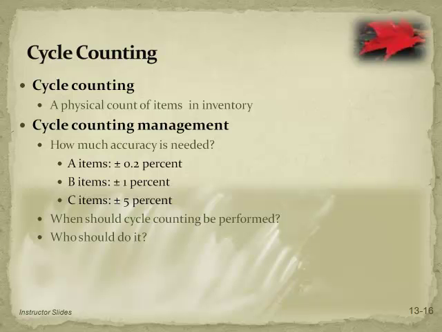The C items, since they are less important, the accuracy of those is not quite as important. So the accuracy of those could be plus or minus 5%. And again, the B is somewhere in the middle, and so the accuracy of the B items could be 1% or something such as that. So this concludes part A of our chapter on inventory management.